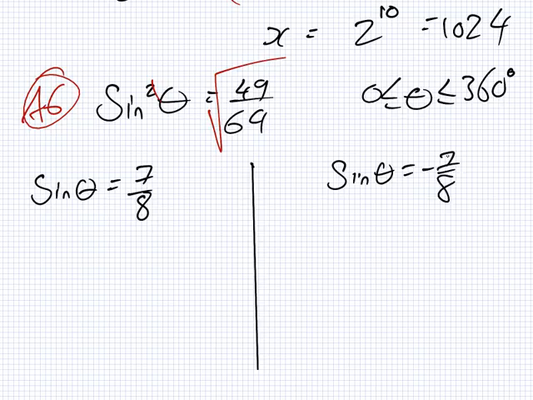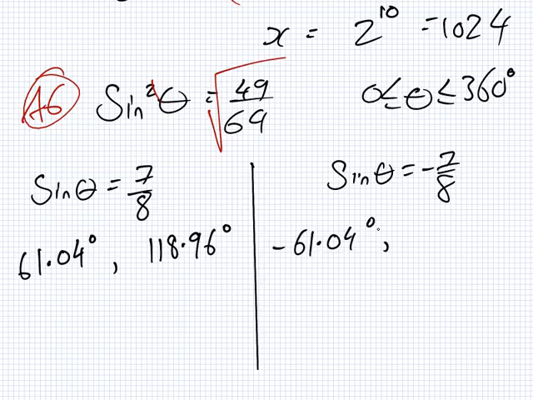So, sine inverse 7 over 8 is 61.04 degrees. Does anybody remember how to get the second answer for sine? 180 minus the first answer. So the second answer is 118.96 degrees. Here you have sine inverse minus 7 over 8, so you get minus 61.04 degrees. And then again 180 minus that answer, and you have 241.04 degrees.